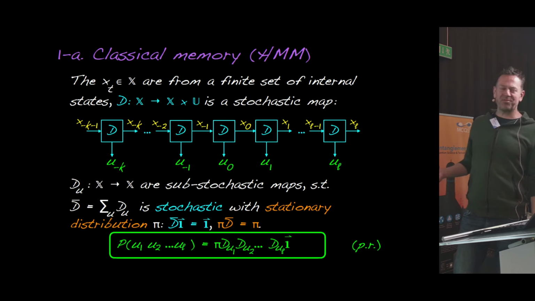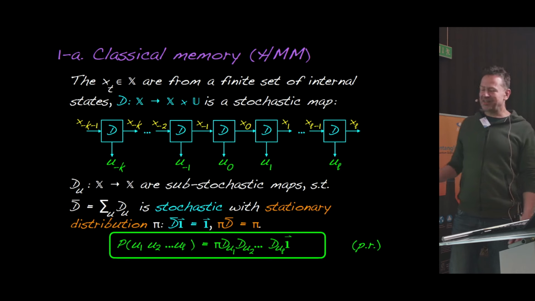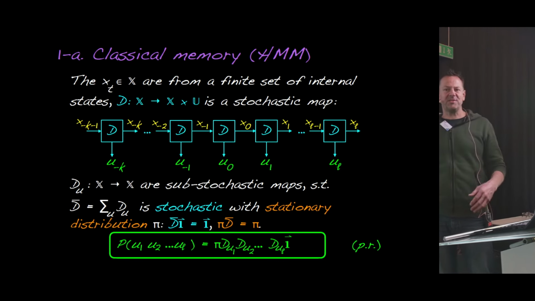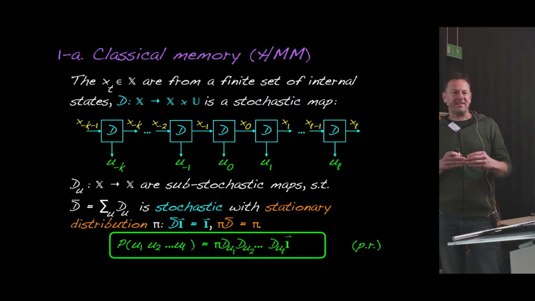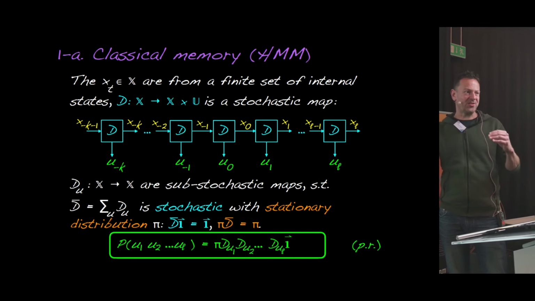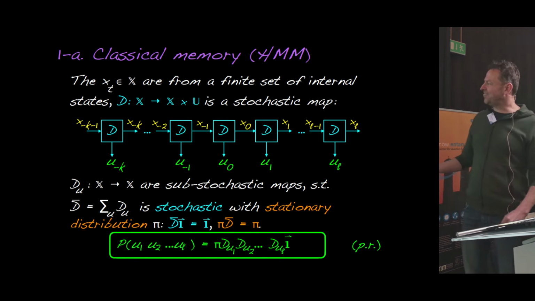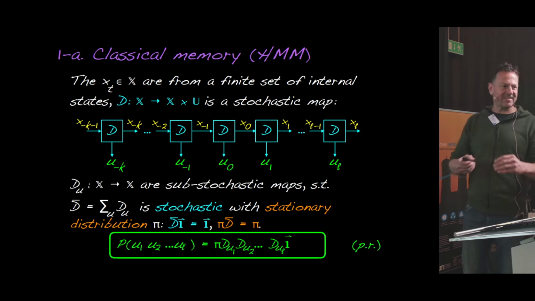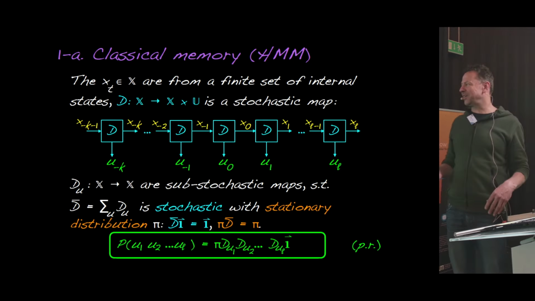So I'm using here the probability convention. Like I said, the matrices are true matrices, and stochastic matrix means that the row sums are 1, not the column sums. And so they act on the identity, and then this pi is like a row vector on the left-hand side to contract it.